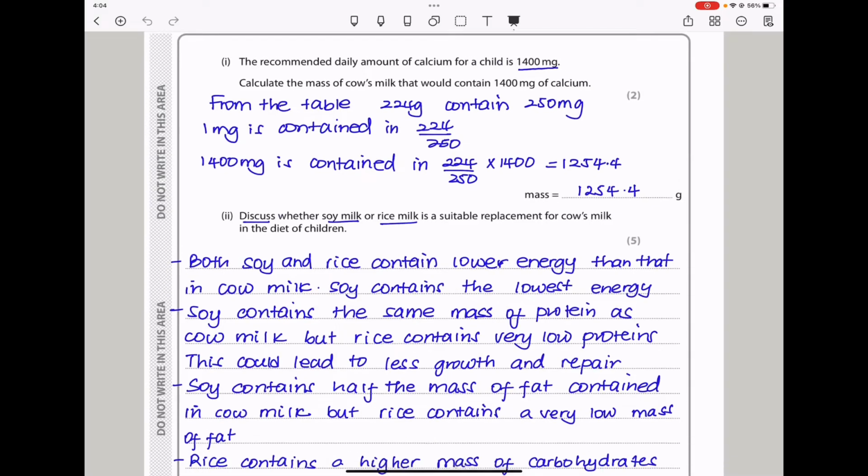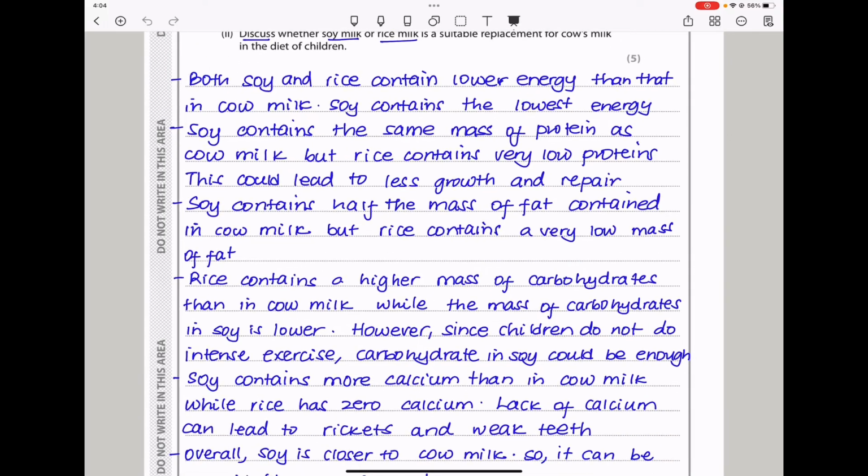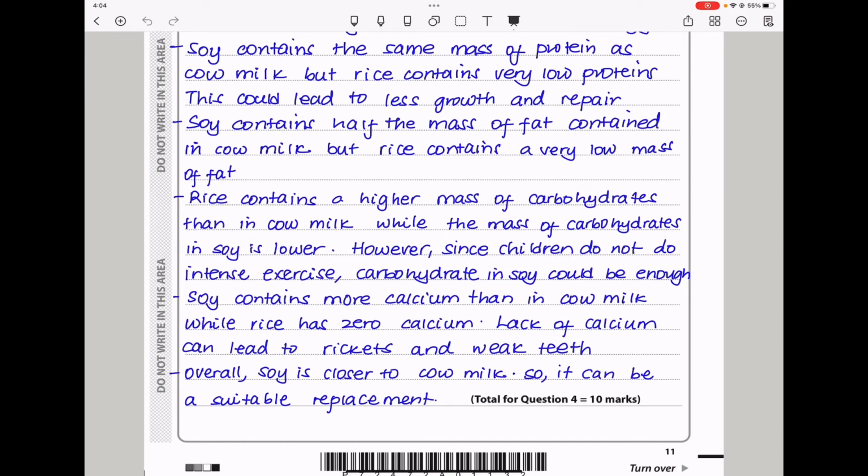So in my answer I said, both soy and rice contain lower energy than in cow milk. Soy contains the lowest energy. Soy contains the same mass of protein as cow milk, but rice contains very low protein. This could lead to less growth as well as repair. Soy contains half the mass of fat contained in cow milk, but rice contains a very low mass of fat. Rice contains a higher mass of carbohydrates than in cow milk, while the mass of carbohydrates in soy is lower.